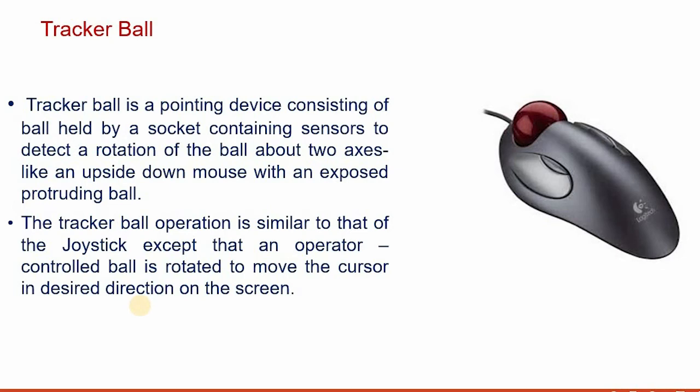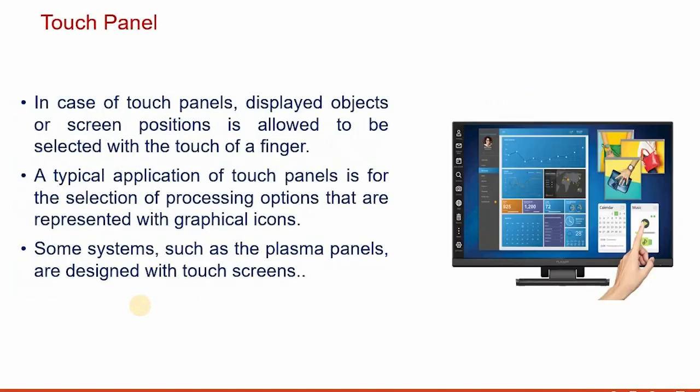The trackball operation is similar to the joystick, except that the operator controls a ball. More or less the trackball is similar to the joystick. The only difference is that here we have a controlled ball, while the joystick has a controlled stick. So the control ball is rotated to move the cursor in the desired direction on the screen, whatever direction we require.